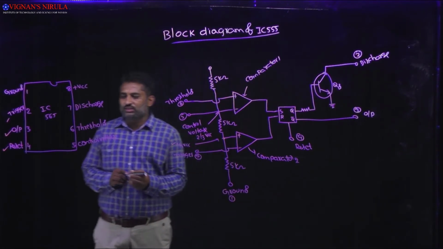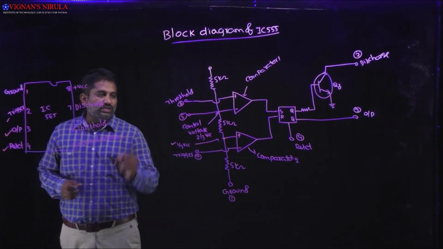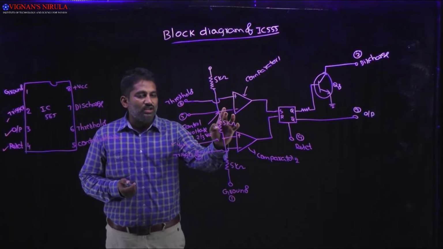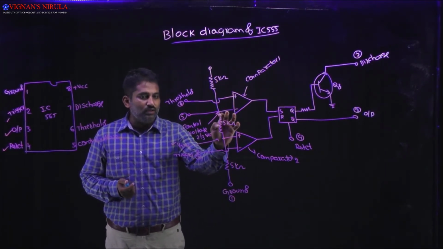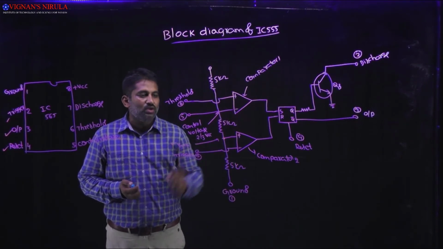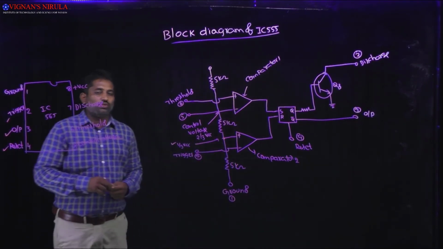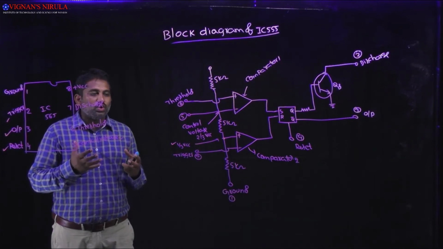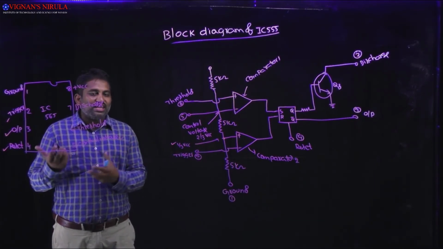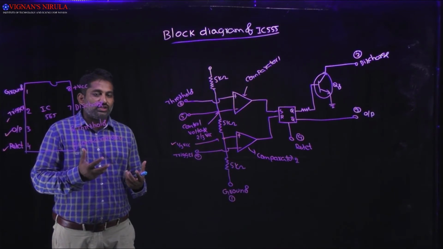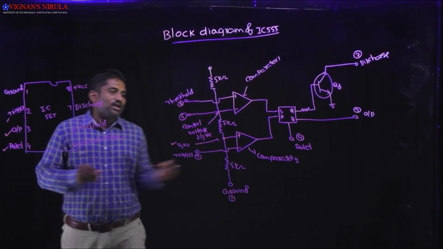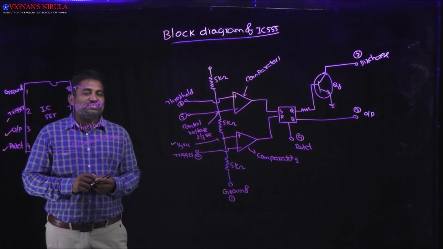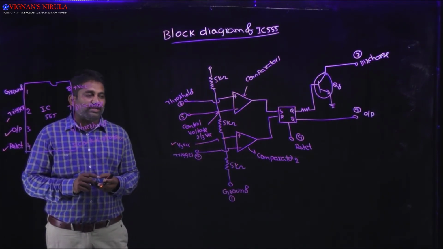Next, coming to the control voltage. This is the pin that is the inverting input of comparator 1, and it is treated as the control voltage. Generally in most applications we don't require any external control voltage, so the control voltage is always fixed at the 2/3 VCC value for the IC 555 timer.